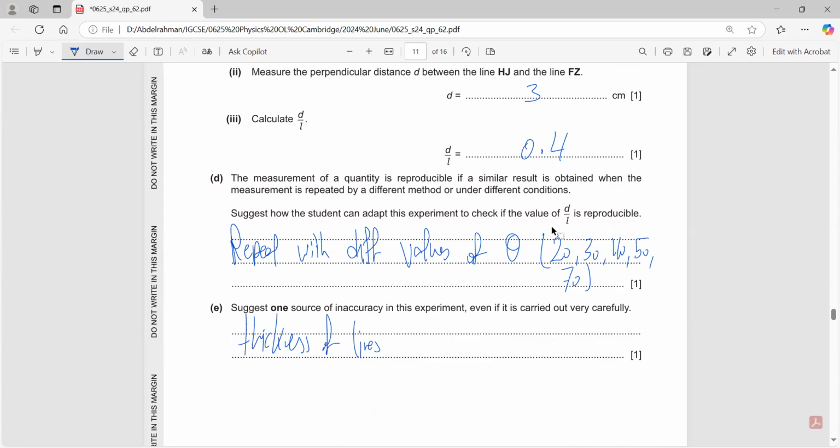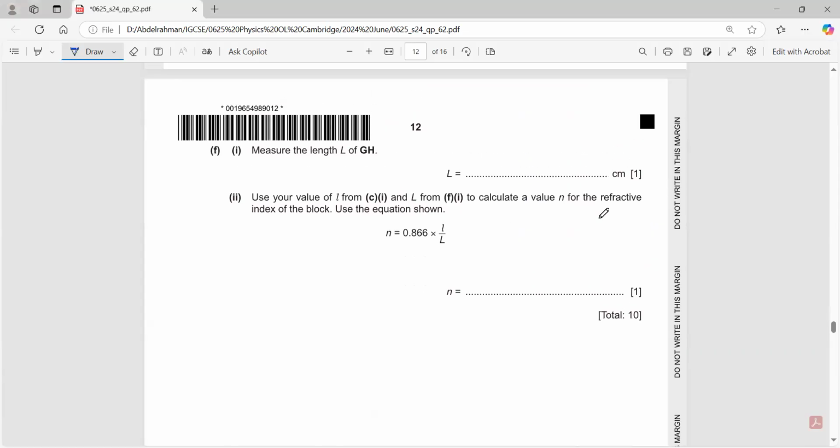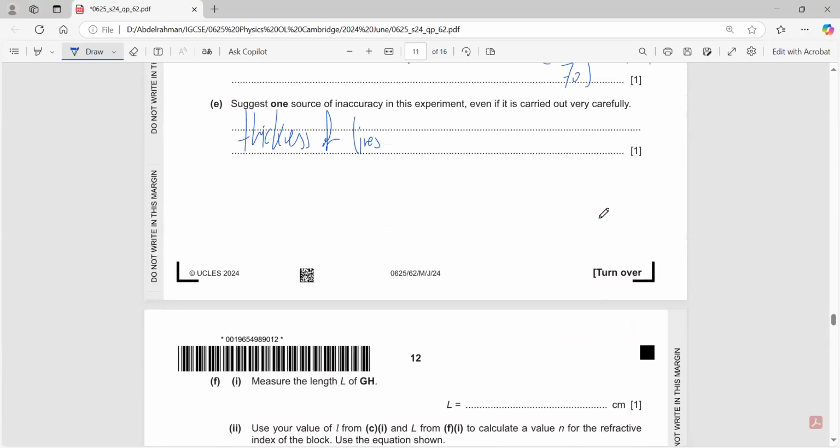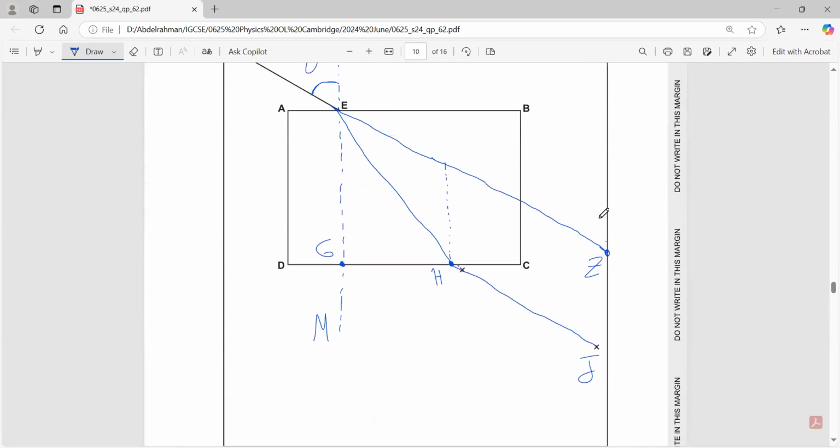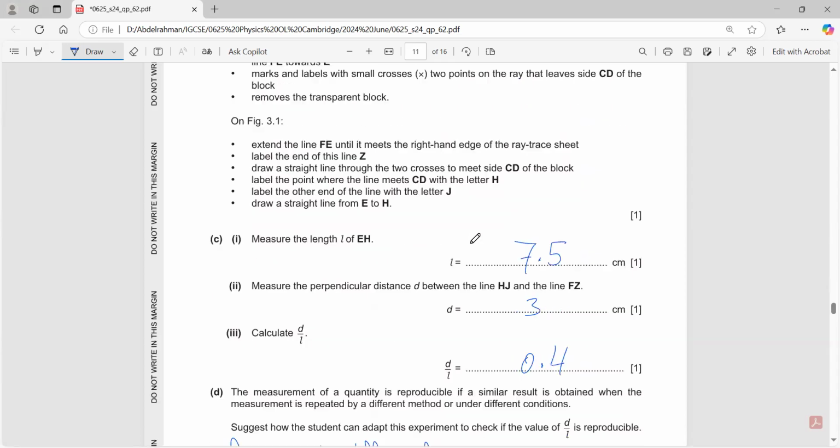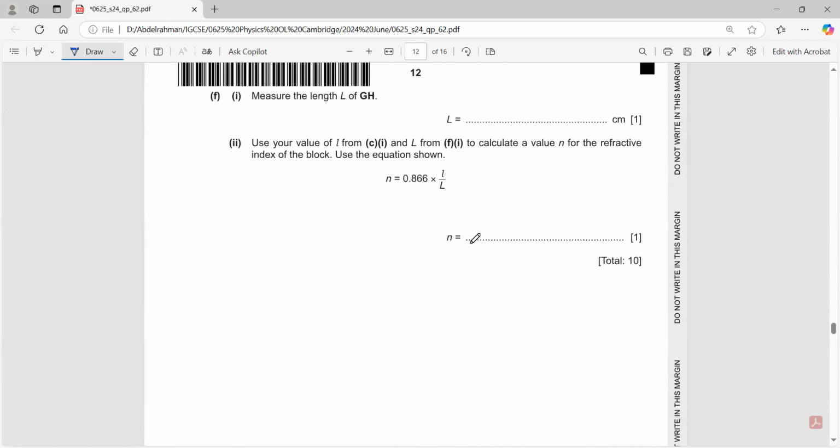Or thickness of the rays, the source of the rays itself. Measure the length of GH. Can I measure the length of GH? Yes, I can measure this small distance. Can you see GH? Can I measure this distance? Yes, I can. It would be around 4.3.